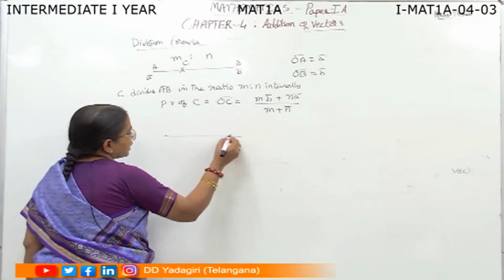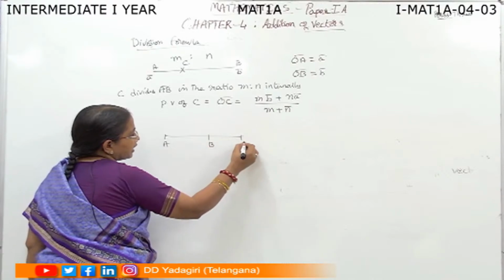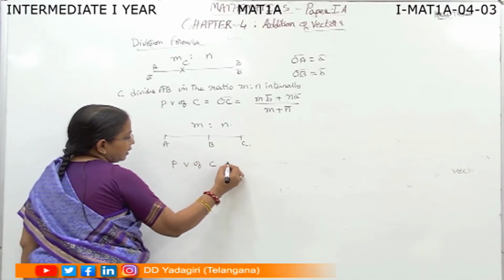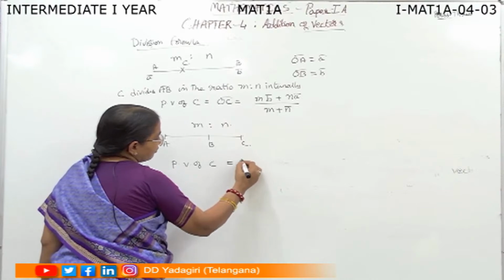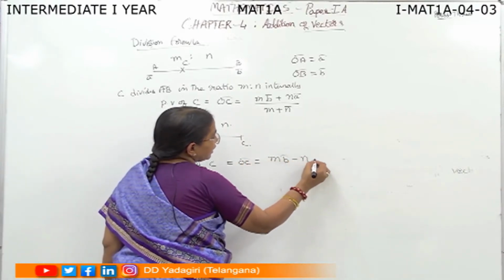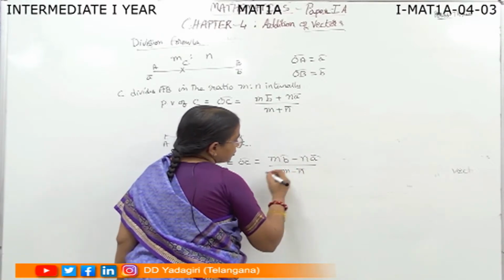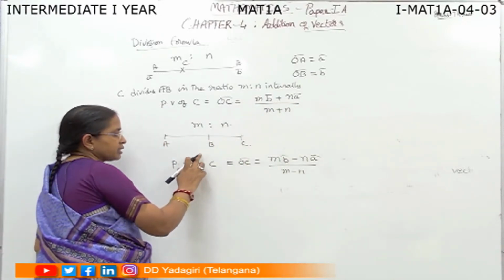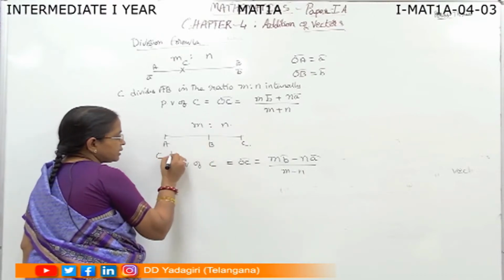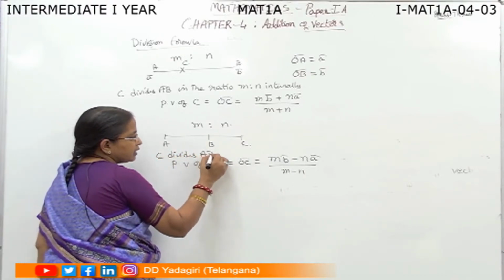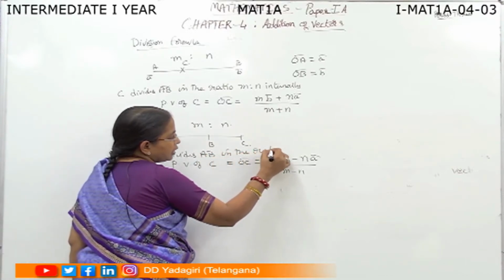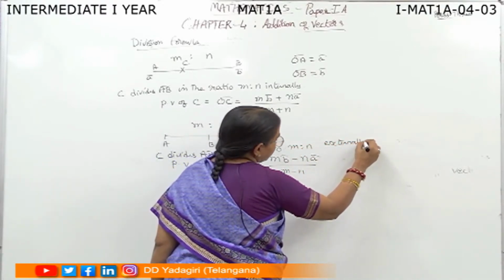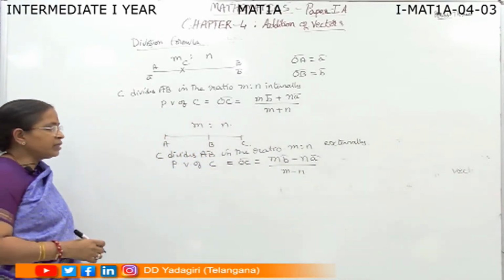Suppose C divides AB externally. Suppose A is like this, B, and C is dividing externally in the ratio m is to n. Then the position vector of C is given by (mb minus na) by (m minus n). So this is the position vector of the point C, which divides AB in the ratio m is to n externally. In that case, the position vector of C is given by this formula.